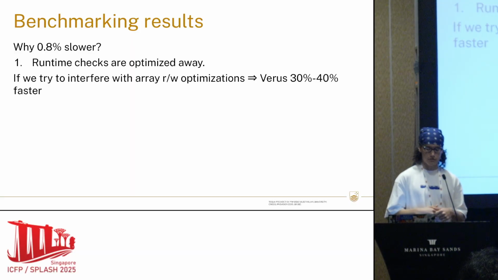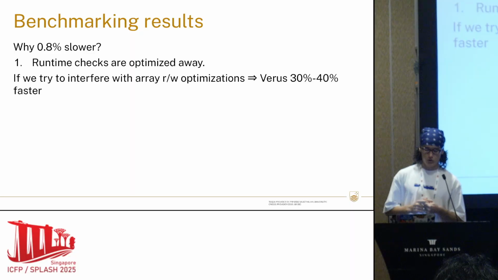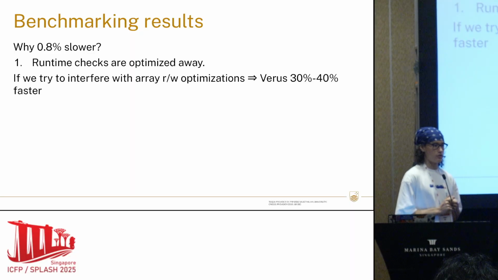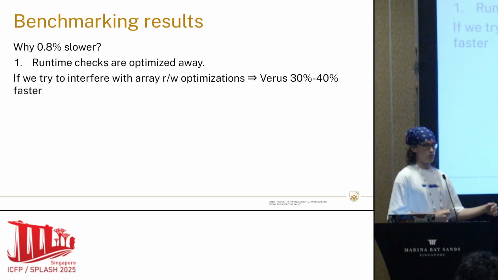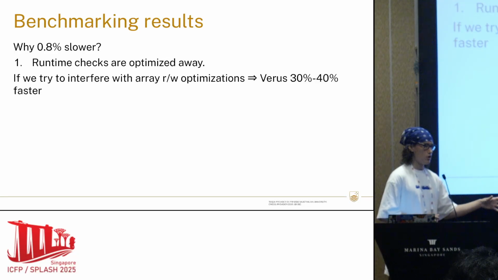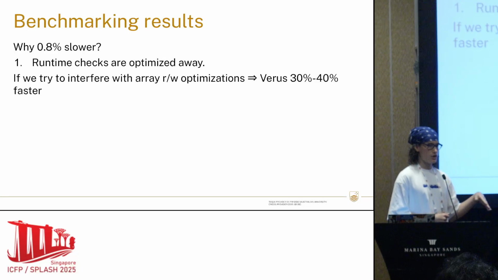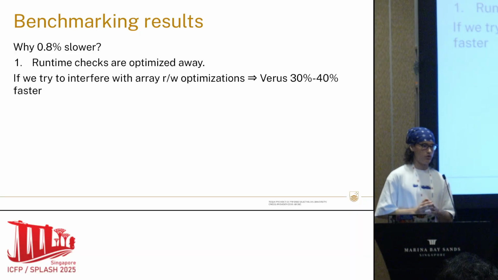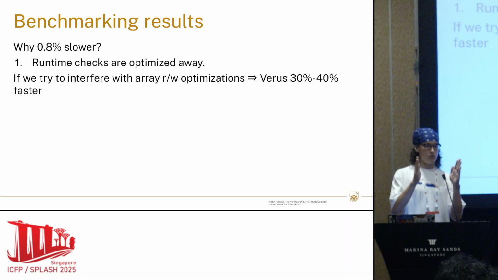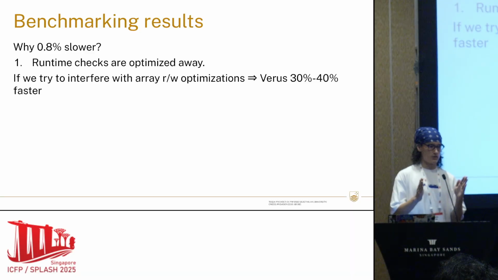One important thing is that runtime checks are optimized away, okay? If we try to interfere with array read-write optimizations, then it gets 30% or 40% slower. So even in the runtime checked version, all or most of these checks get optimized away, because merge sort is pretty simple. You split and then you iterate from 0 to n. So the compiler knows that you're not going out of bounds.